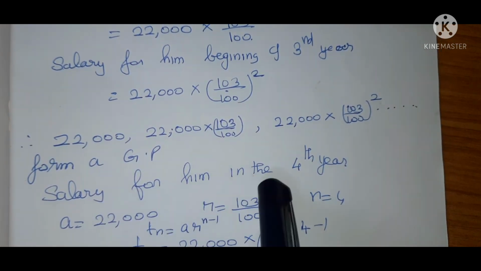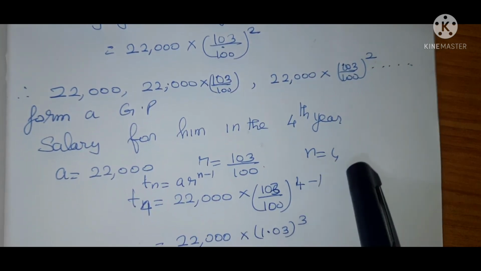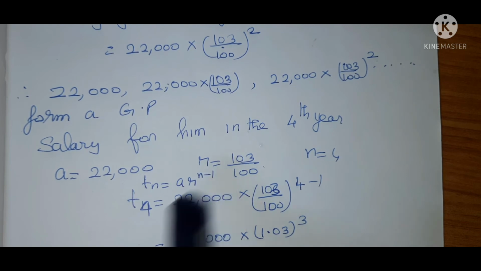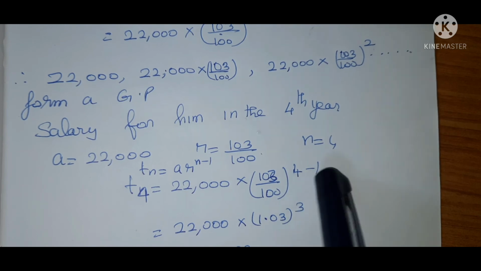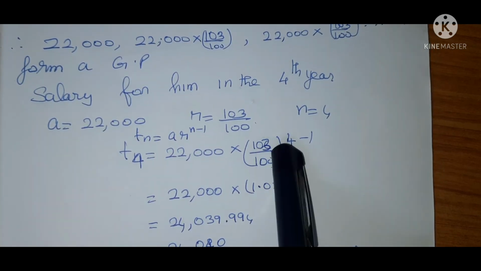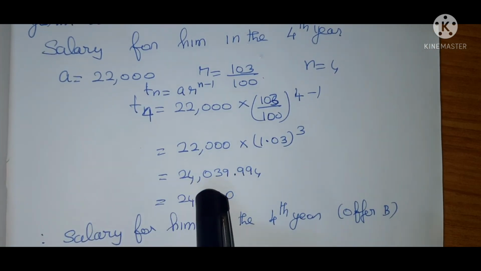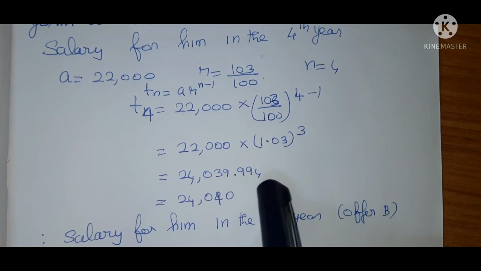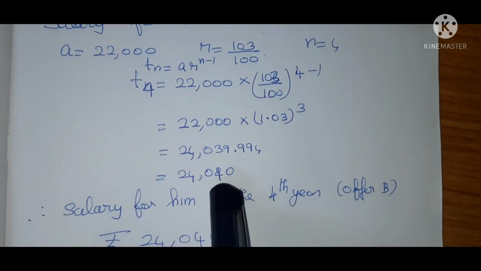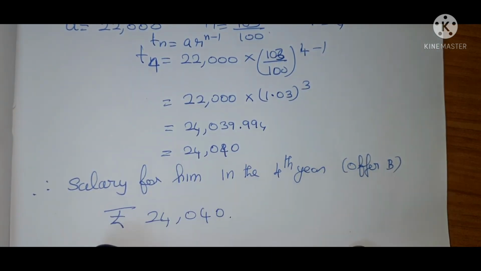Salary for him in the 4th year: A is 22,000, R is 103 by 100, N is 4. Tn is AR power n minus 1. T4 is equal to 22,000 into 103 by 100 to the power 4 minus 1, 22,000 into 1.03 to the power 3. You get 24,039.99. Then round off, you get 24,040. Therefore salary for him in the 4th year is rupees 24,040.